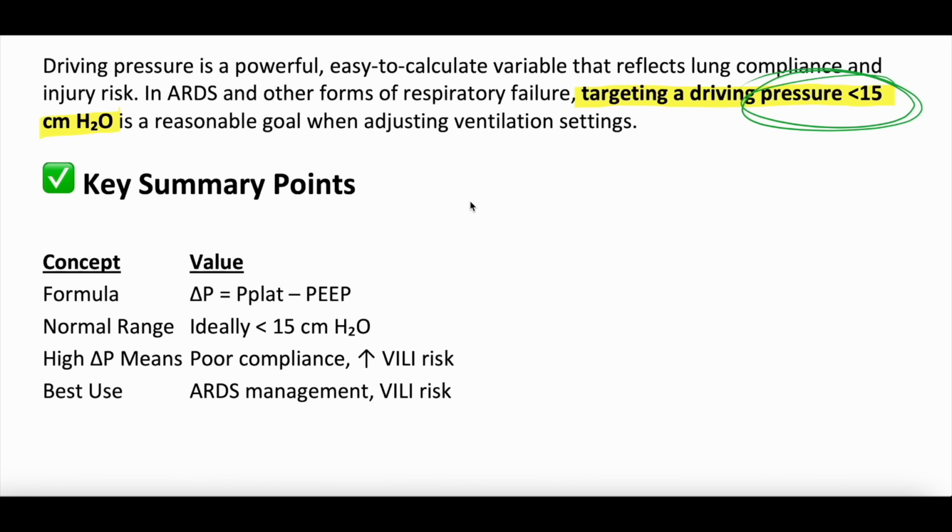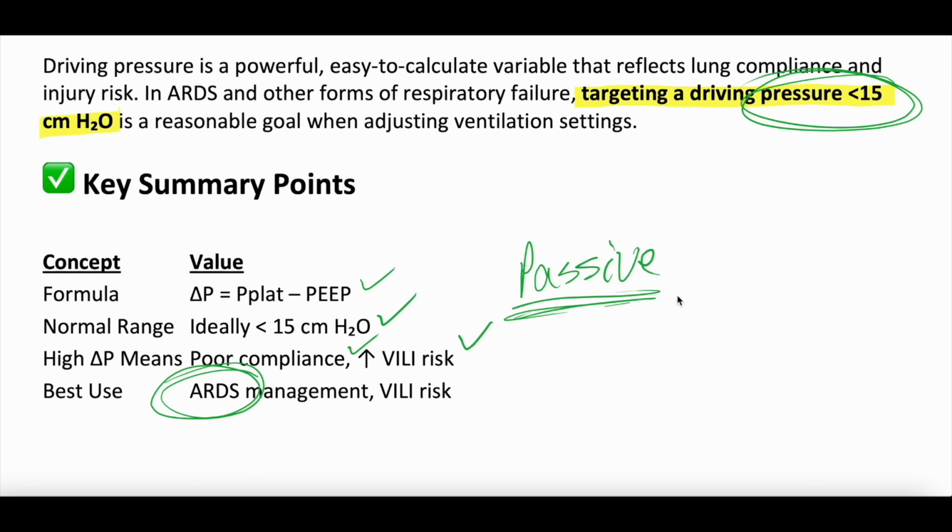Okay, key summary points, I think we're there. Driving pressure formula is plateau pressure minus PEEP. You want it to be less than 15. Higher driving pressure implies poor lung compliance and increased ventilator-induced lung injury risk. Best used in ARDS management. And remember, the patient has to be passive or you cannot get an accurate measurement of this.